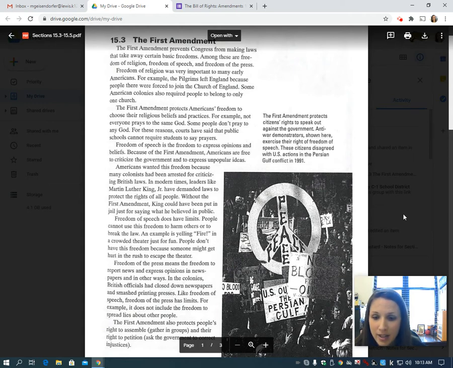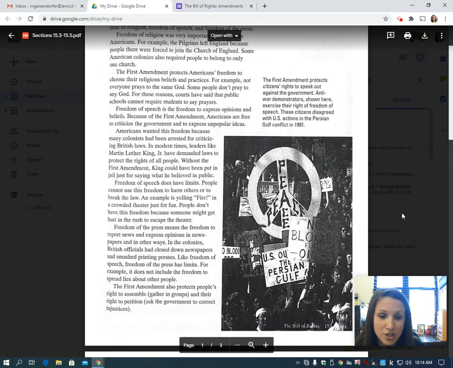At the end of the last paragraph, it says, the First Amendment also protects people's right to assemble or gather in groups and their right to petition or ask the government to correct injustices.